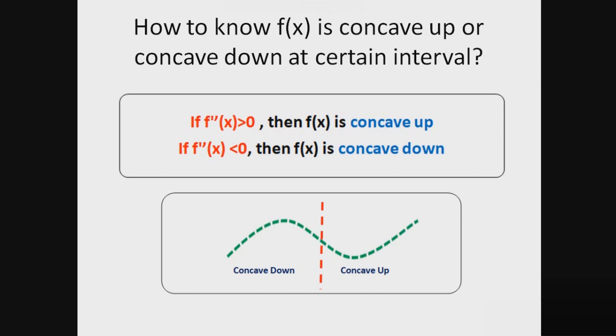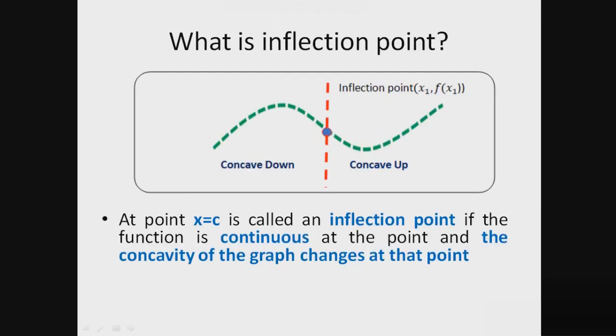f(x) is concave up on an interval if all of the tangents to the curve are below the graph of f(x), and f(x) is concave down on an interval if all of the tangents to the curve are above the graph of f(x). What is the inflection point? A point x equals c is called an inflection point if the function is continuous at the point and the concavity of the graph changes at that point.